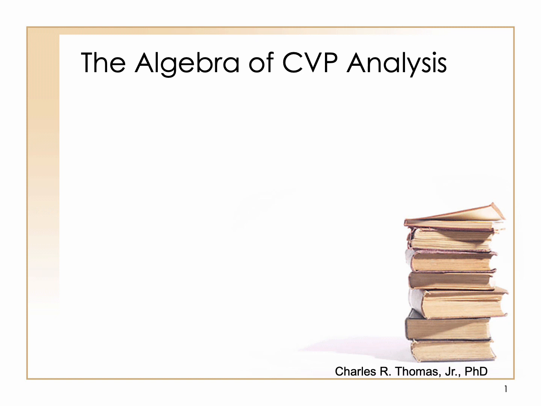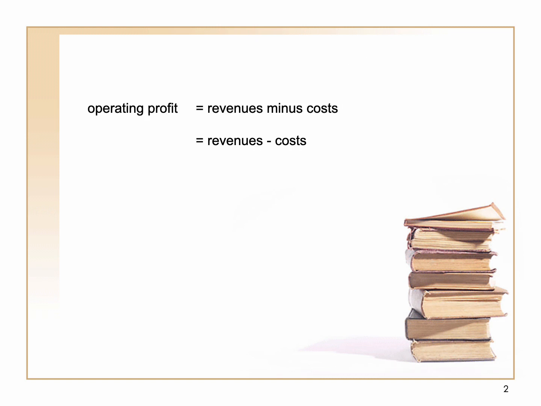The algebra of cost volume profit analysis. There are some formulas involved in calculating break-even levels. These can be hard to memorize. However, they are derived from a simple mathematical identity that you already know. Operating profit is revenues minus cost.